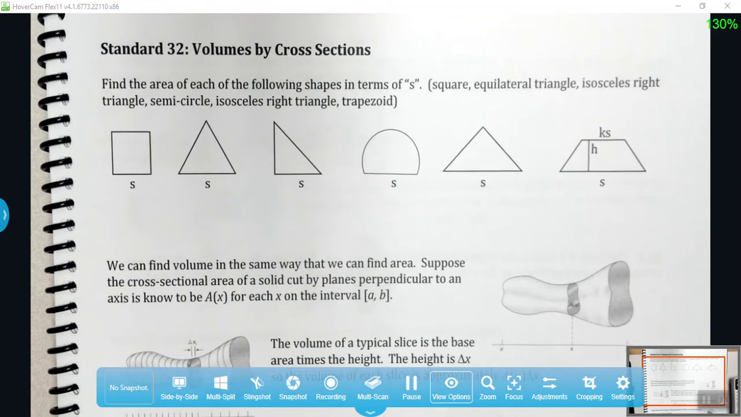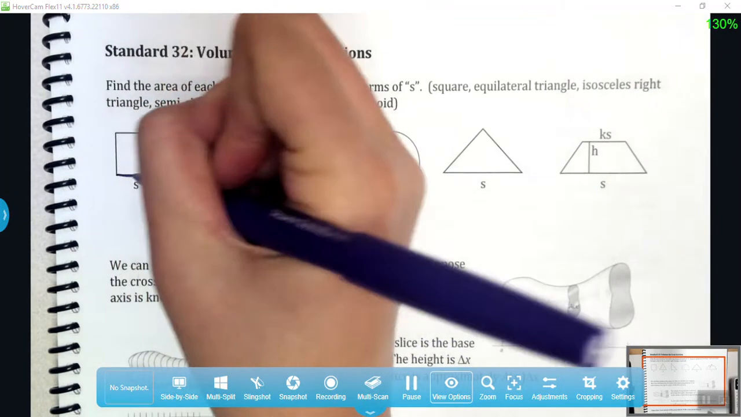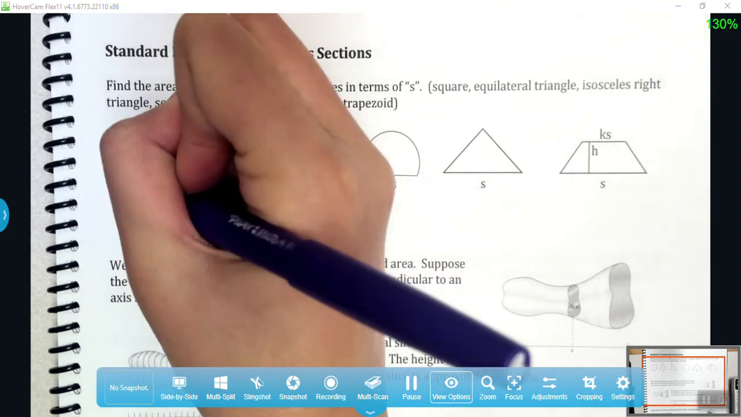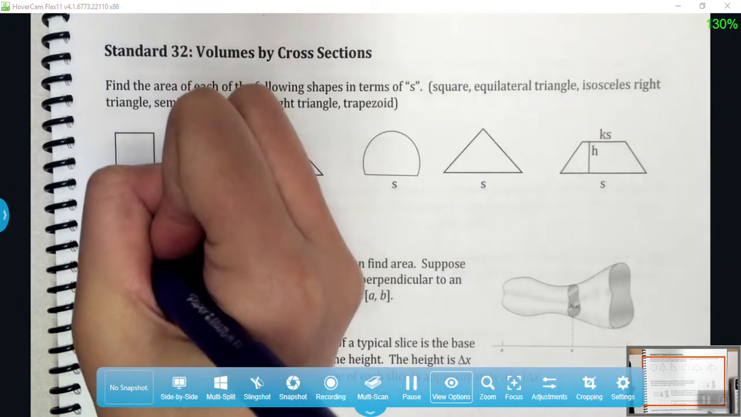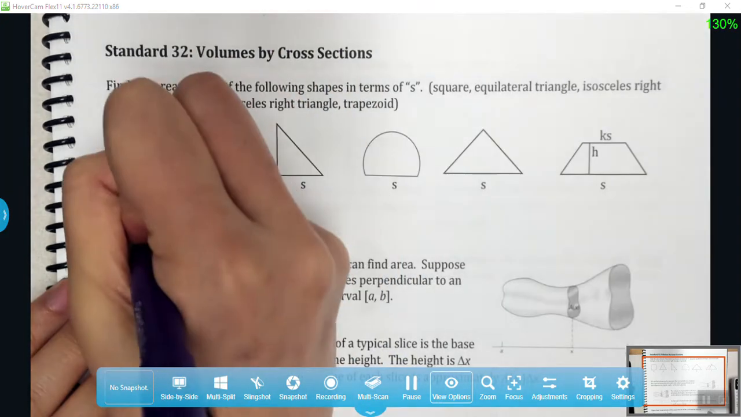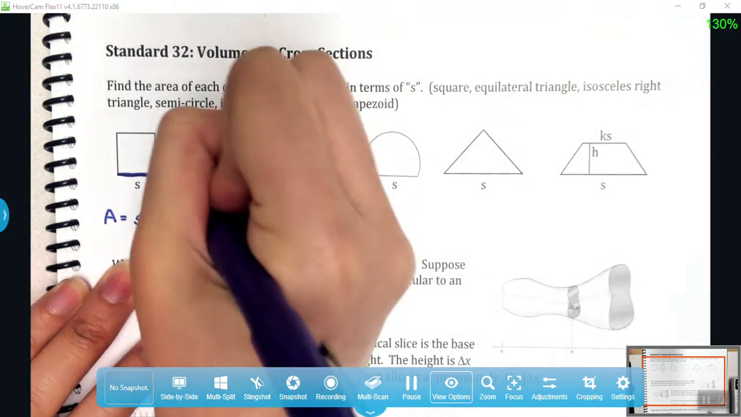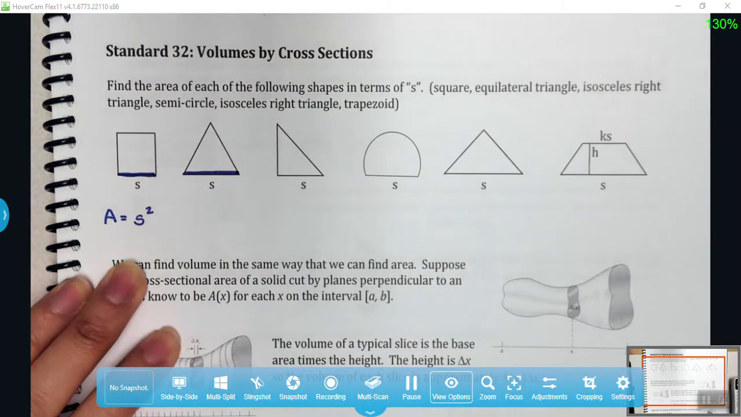Volumes by cross sections. Okay, we're gonna start by talking about S squared. If this is your base, then give me the area of the region in terms of S. Okay, remember this.